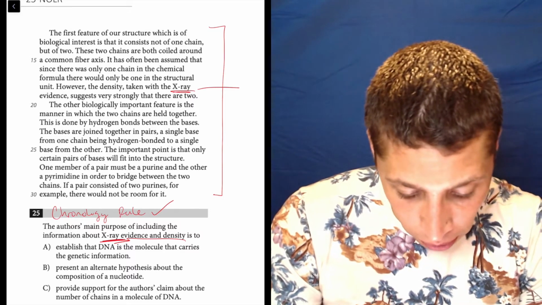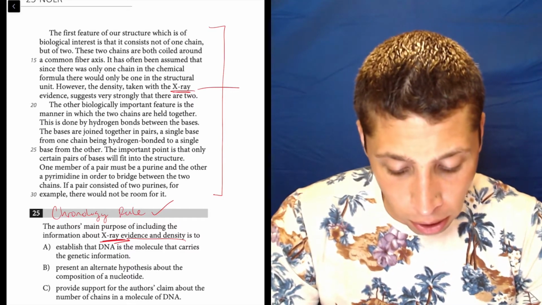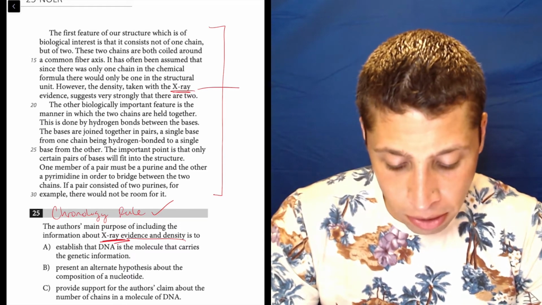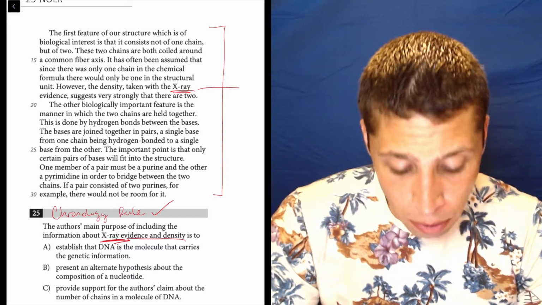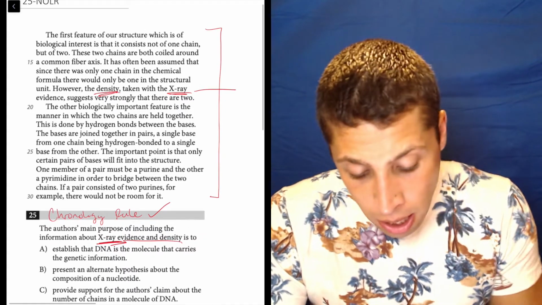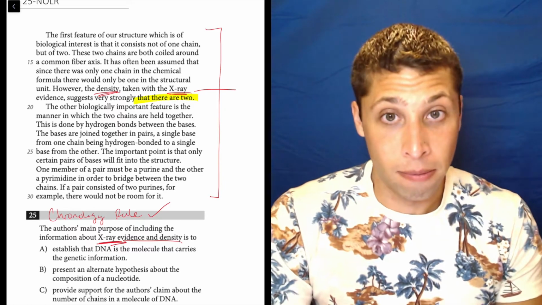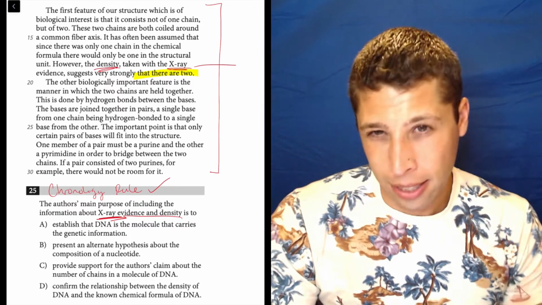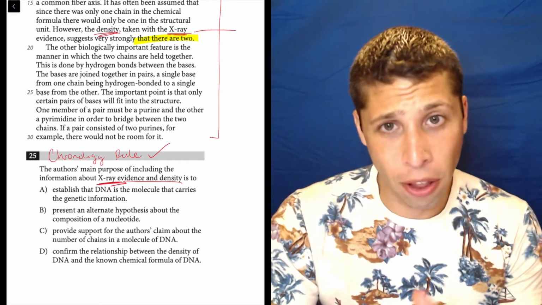The first feature of our structure, which is of biological interest, is that it consists not of one chain but of two. These two chains are both coiled around a common fiber axis. It has often been assumed that since there was only one chain in the chemical formula, there would only be one in the structural unit. However, the density, taken with the X-ray evidence, suggests very strongly that there are two. Okay, so it just says that there are two chains. So that's my dumb version of what's going on. There's a lot of other stuff that sounds very scientific here, but the point seems to be that there's two chains and that these are the things that prove it.